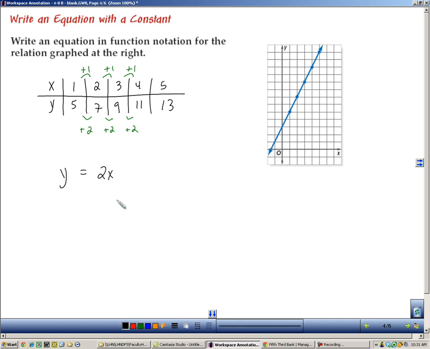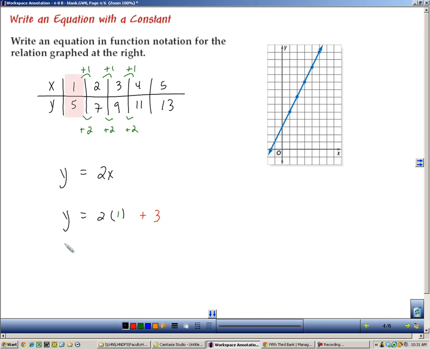Now, one thing you should do is you should go back to the points to make sure that that works. If I plug a 1 in for the x, do I get a 5 for the y? 1 times 2 equals 2, not 5. So it seems that these don't actually work. So what we're going to have to do is some sort of an adjustment. Well, when we do plug a 1 in, let's take a look what that looks like. When we plug a 1 in for the x, we end up getting a 2. Well, what can we do to a 2 to get it to a 5? The answer is we can add 3.